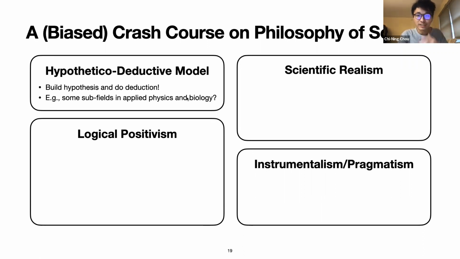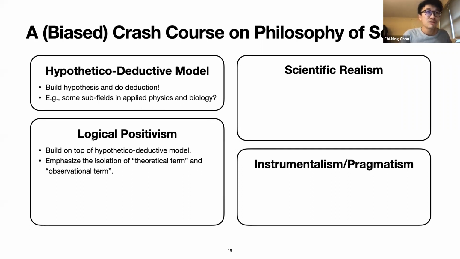But later on, roughly in 1930, some physicists and mathematicians were not satisfied with just doing the hypothetical deductive model. They wanted to refer more to reality, because the hypothetical deductive model doesn't really tell what is truth, what counts as reality in the world. This is also really related to our questions. So there is a new branch called logical positivism, sometimes known as logical empiricism. They build on top of the previous hypothetical deductive model and want to talk more about reality, but in their study they try to isolate the theoretical term and the observational term.